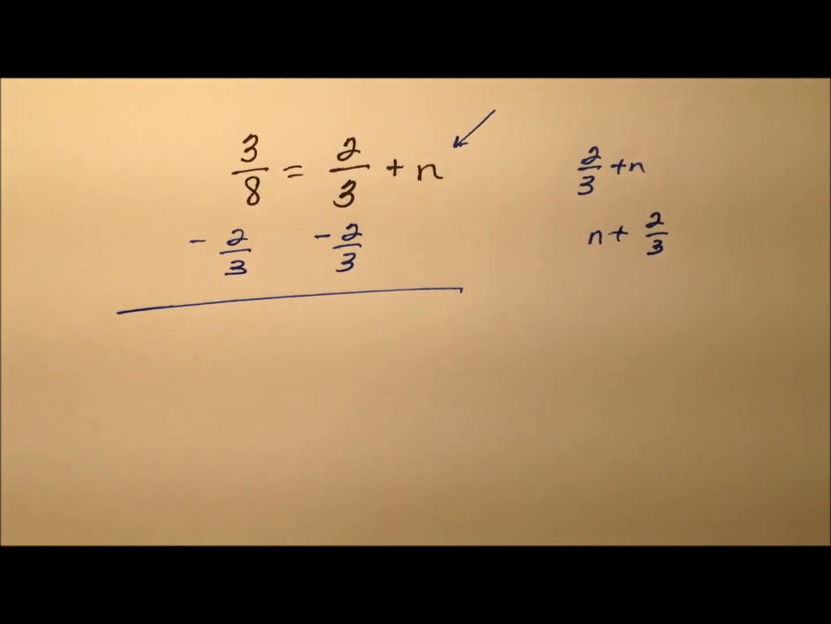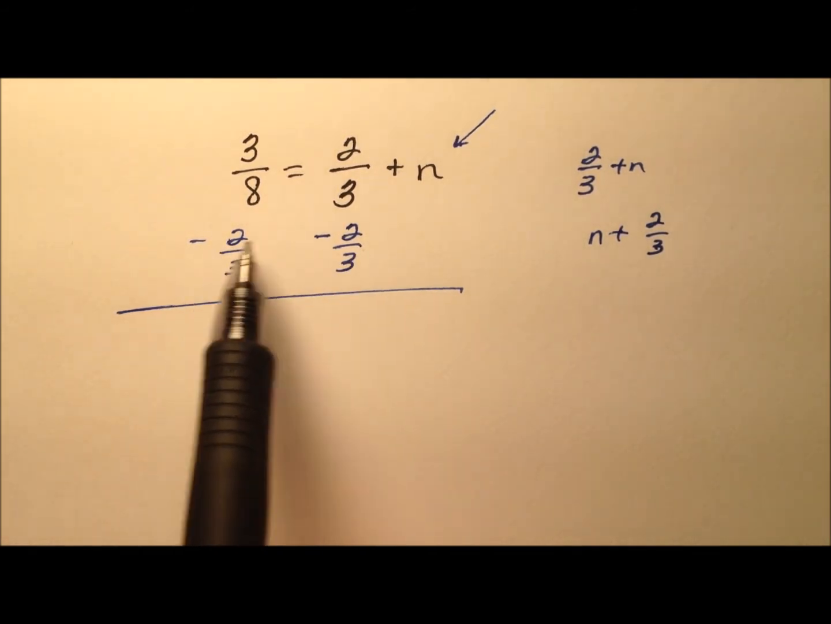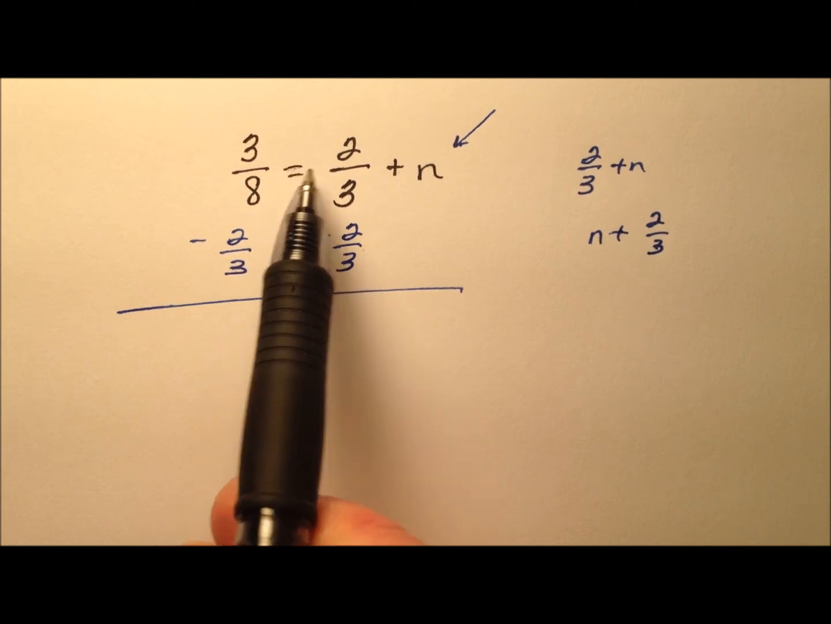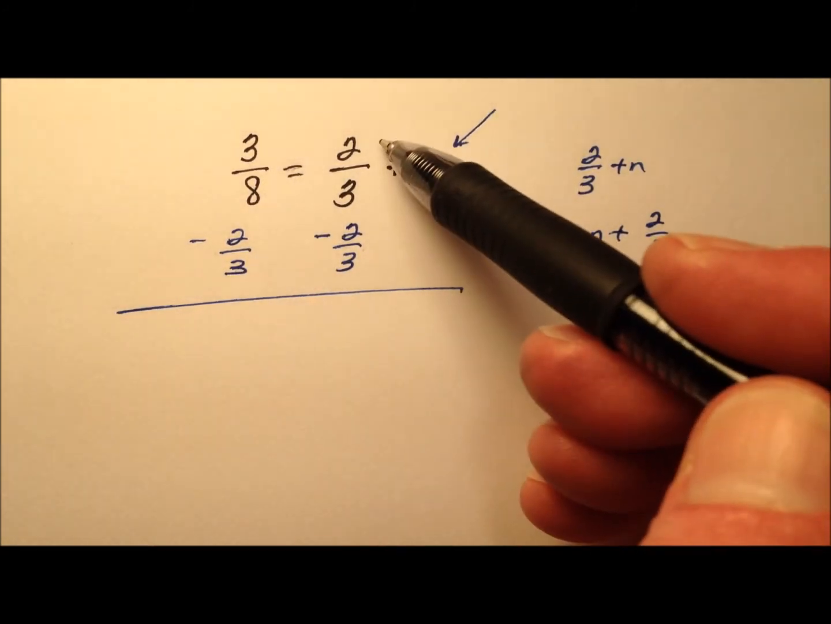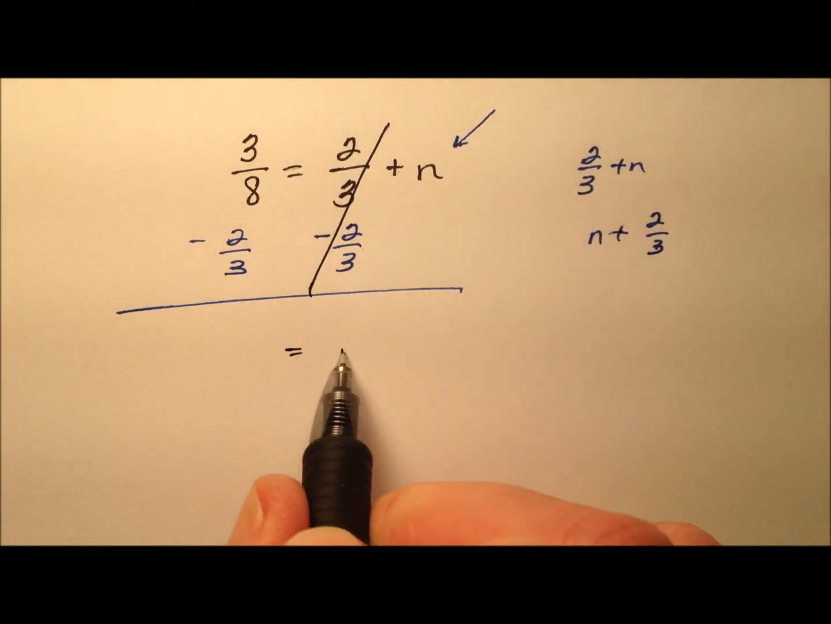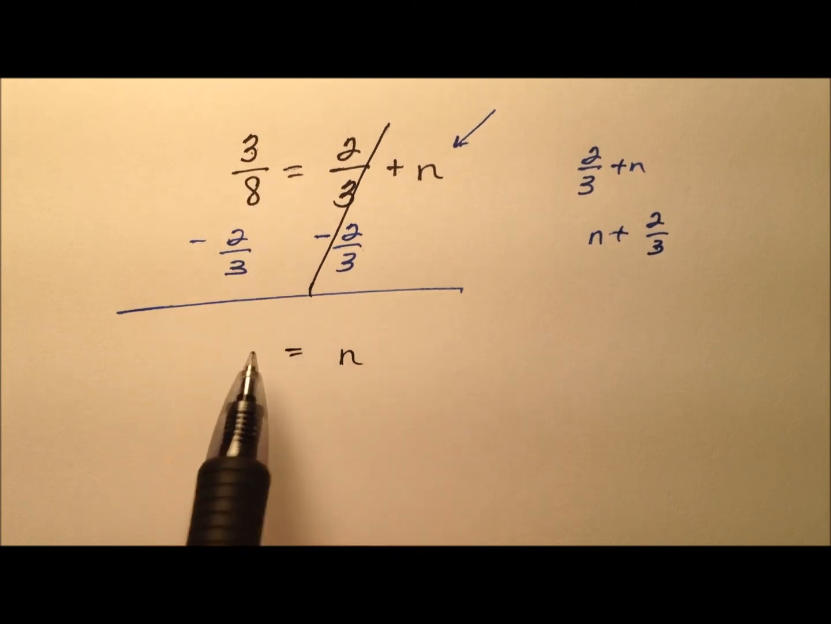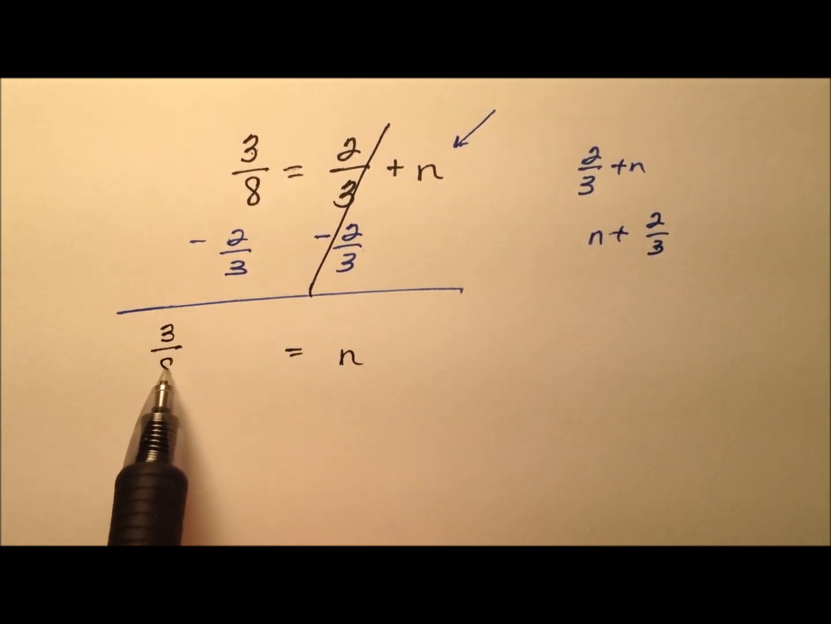And once again, this is called the subtraction property of equality that allows us to do this. And we're just going to go ahead and subtract 2/3 from both sides. And when we do that, we'll keep everything nice and equal. So on this right side, the 2/3 will cancel out. And so we're left with just our n, so that's good. But over here on the left, we have 3/8 minus 2/3.